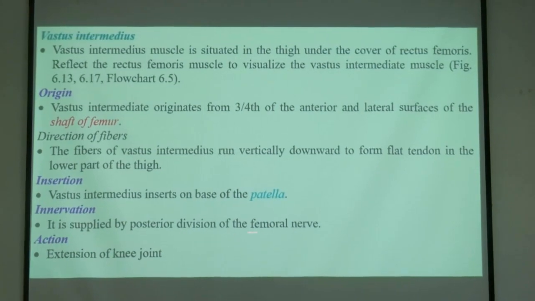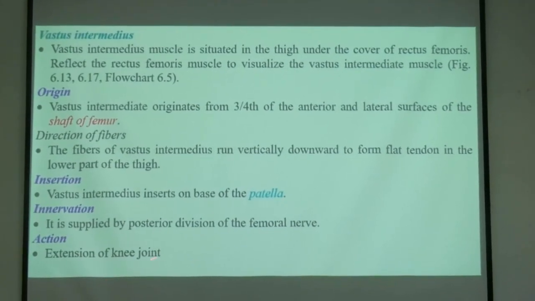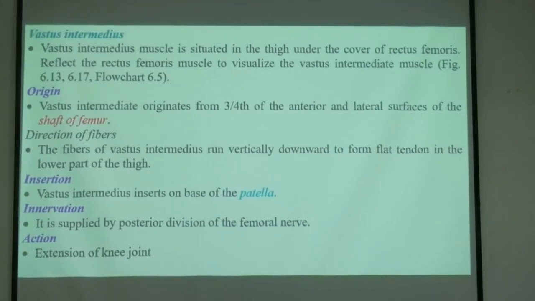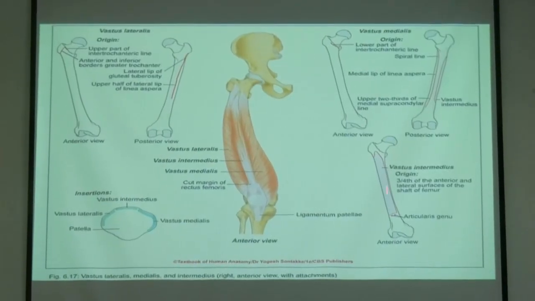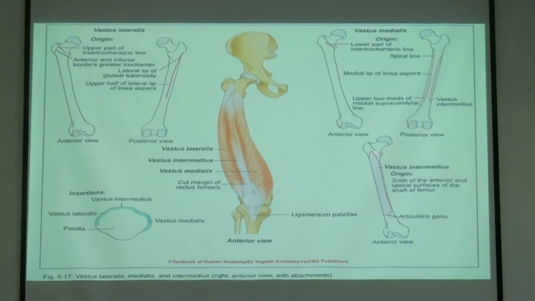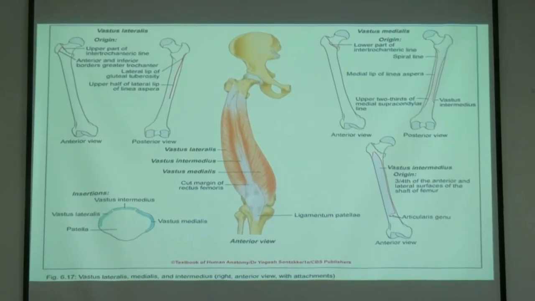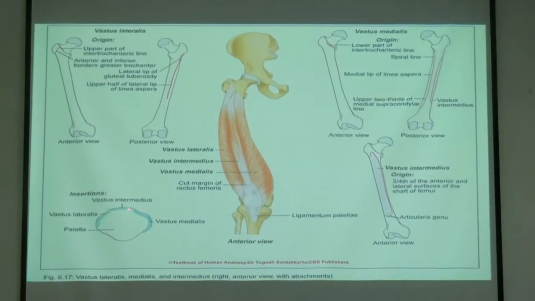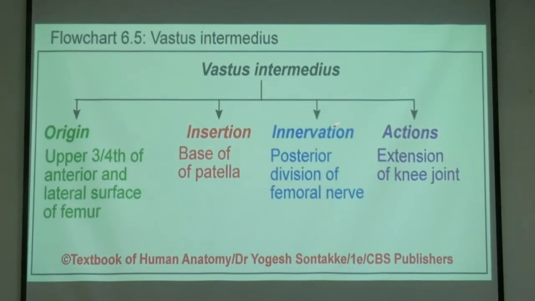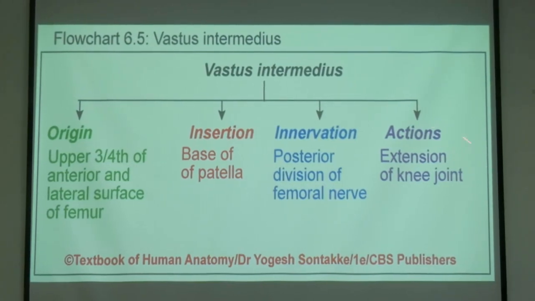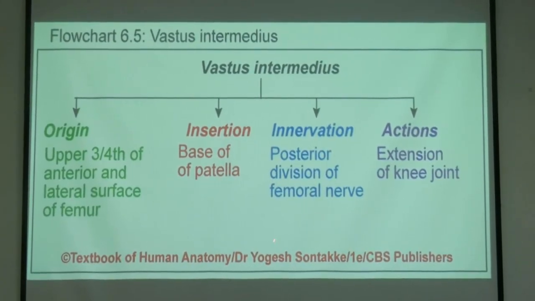Innervation: supplied by posterior division of femoral nerve. Action is extension of knee joint. Okay, so this one is the origin of vastus intermedius. Insertion here, base of the patella. So this is origin, insertion, innervation and action of vastus intermedius.